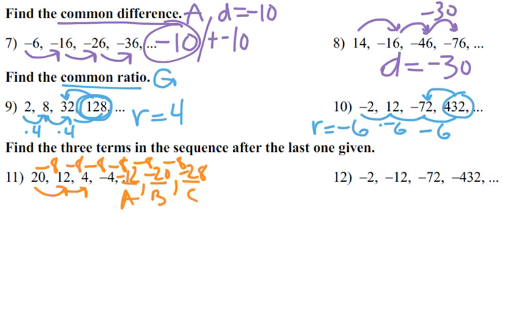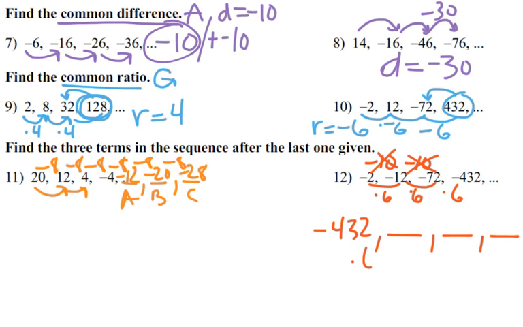Start with arithmetic. -2 to -12, we subtract 10, right? If I subtract 10 again, will we get to -72? Doesn't work, so it's probably not arithmetic. So let's try multiplication. I could times by -6, and that would get me to 12, times by -6 again. Yep. So we're timesing by -6. So you may need to get your calculator out as we get the next 3 terms. So we're timesing by -6 each time.